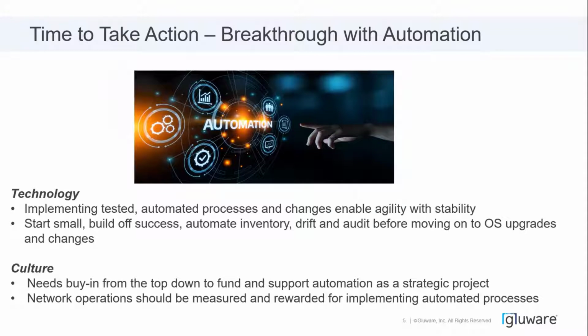And when you talk automation, there's two main areas you need to address. One, what most would consider now maybe the easier side, is the technology. And you want to implement tested, automated processes that change and enable agility with stability. So if you automate in the right way, you're going to get the best of both worlds. You're going to enable rapid changes, but you're also going to maintain stability.